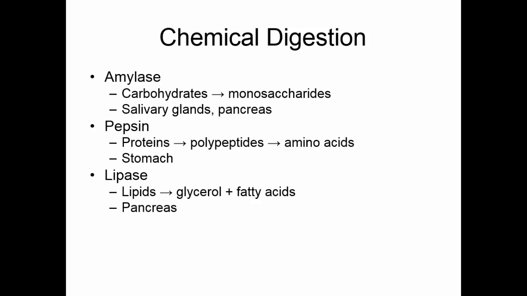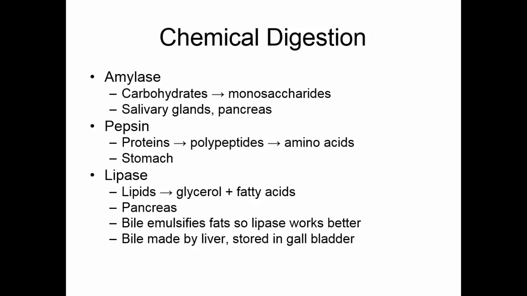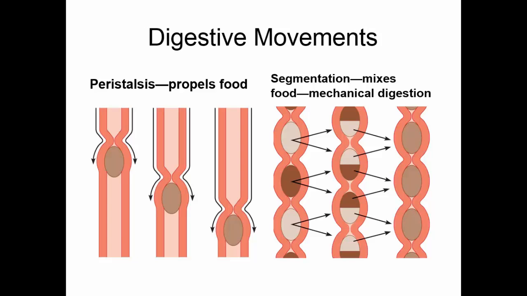However, lipids are not water soluble, so that lipase has a hard time getting to all of the lipid molecules. Bile will emulsify fats, in other words, break big globs of fat down into smaller globs. This allows lipase to work more efficiently. Bile is made by the liver, but it's stored in the gallbladder so that we can only get it when we need it. Some of the mechanical digestion involves movements in the digestive system.